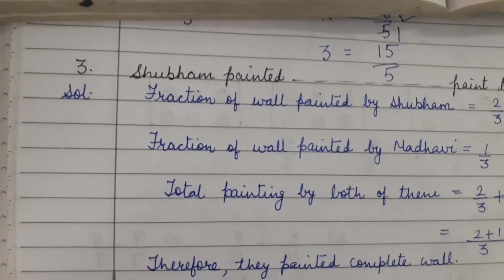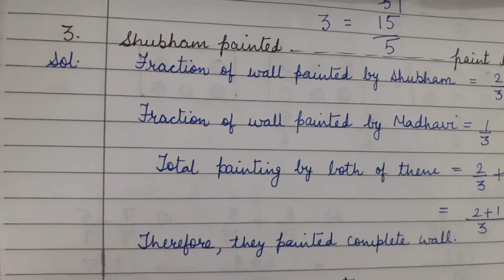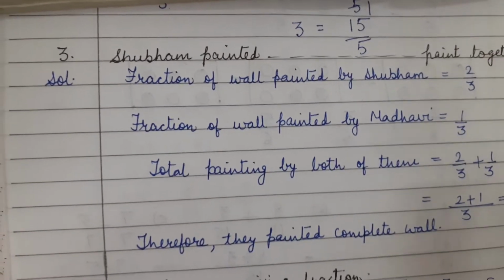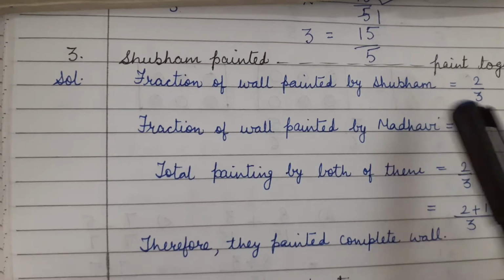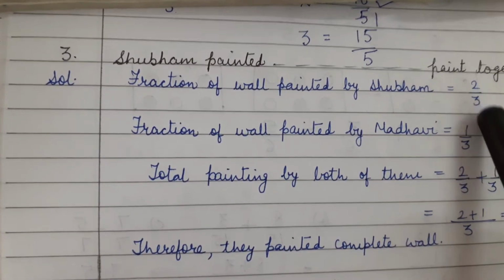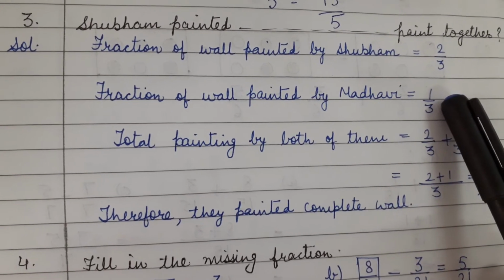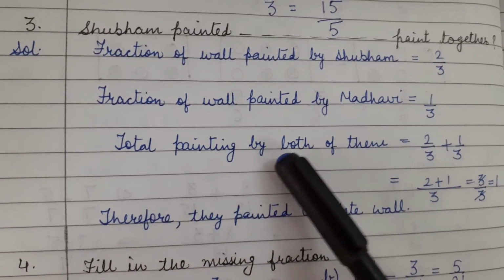Now question number 3 is, Shubham painted 2 by 3 of the wall space in his room. His sister Madhvi helped and painted 1 by 3 of the wall space. How much did they paint together? शुभम ने अपने रूम का वॉल पेंट किया है 2 by 3 पार्ट. Fraction of wall painted by Shubham is 2 by 3 and fraction of wall painted by Madhvi is 1 by 3. Total painting by both of them.